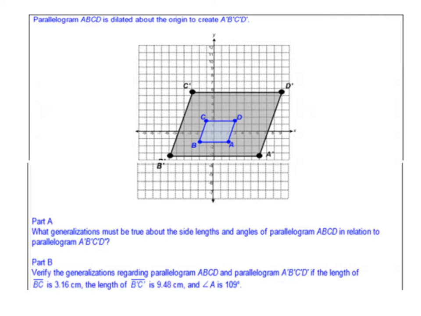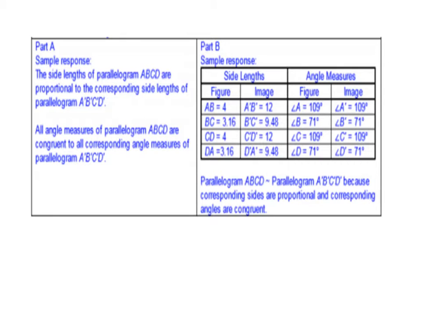Then the third thing they're telling us is that we have angle A, which is this part, and it tells us angle A has a measure of 109 degrees. So they're telling us first, part A, make a generalization. Part B is to verify these particular generalizations that we made.